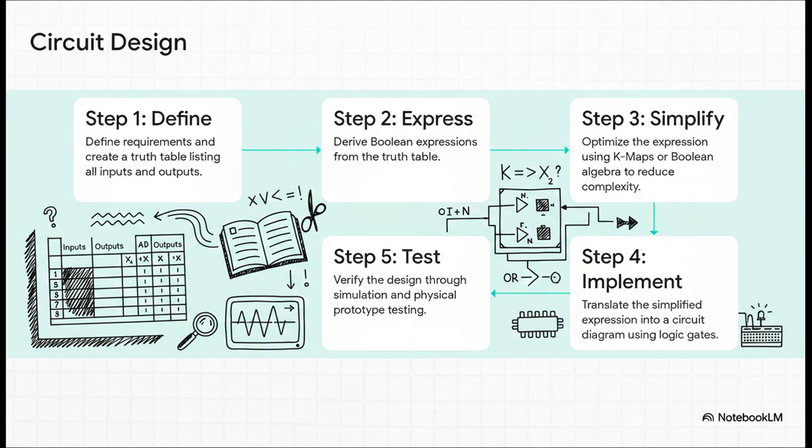First, you define the problem. You spell out exactly what you want the circuit to do using something called a truth table. Then, step 2, you translate that table into the language of logic, a Boolean expression. Step 3 is super important. You simplify. You make that logic as efficient as possible. Step 4, you draw the thing. You create the actual logic gate diagram. And finally, step 5, you test it. You make absolutely sure it works perfectly before you build it for real.